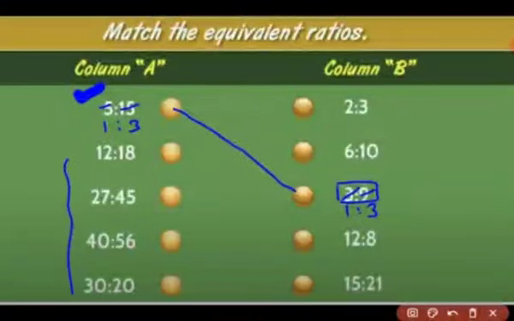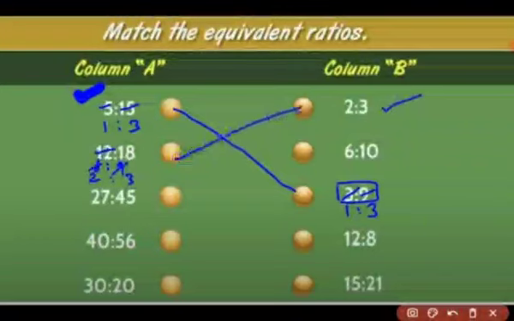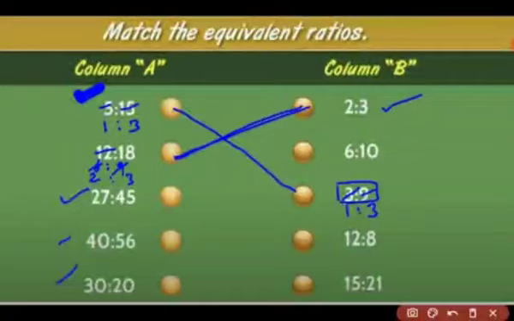I'll do one more. I have 12:18. I will just cut this with 2: 2 sixes are 12, 2 nines are 18. Then 3 twos are 6, 3 threes are 9. I've got 2:3 as a ratio. So I have here 2:3, and I will match this with this. The rest three you need to do as homework.